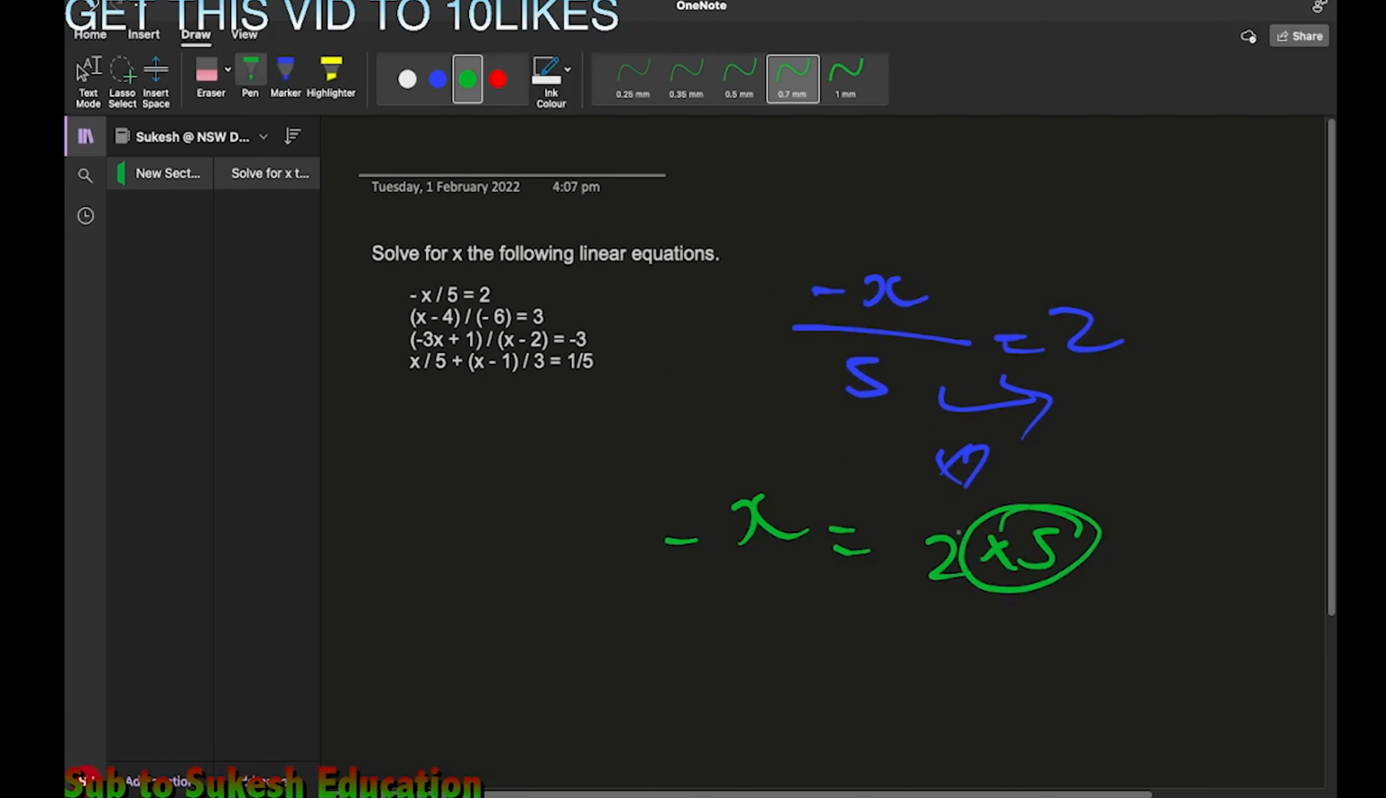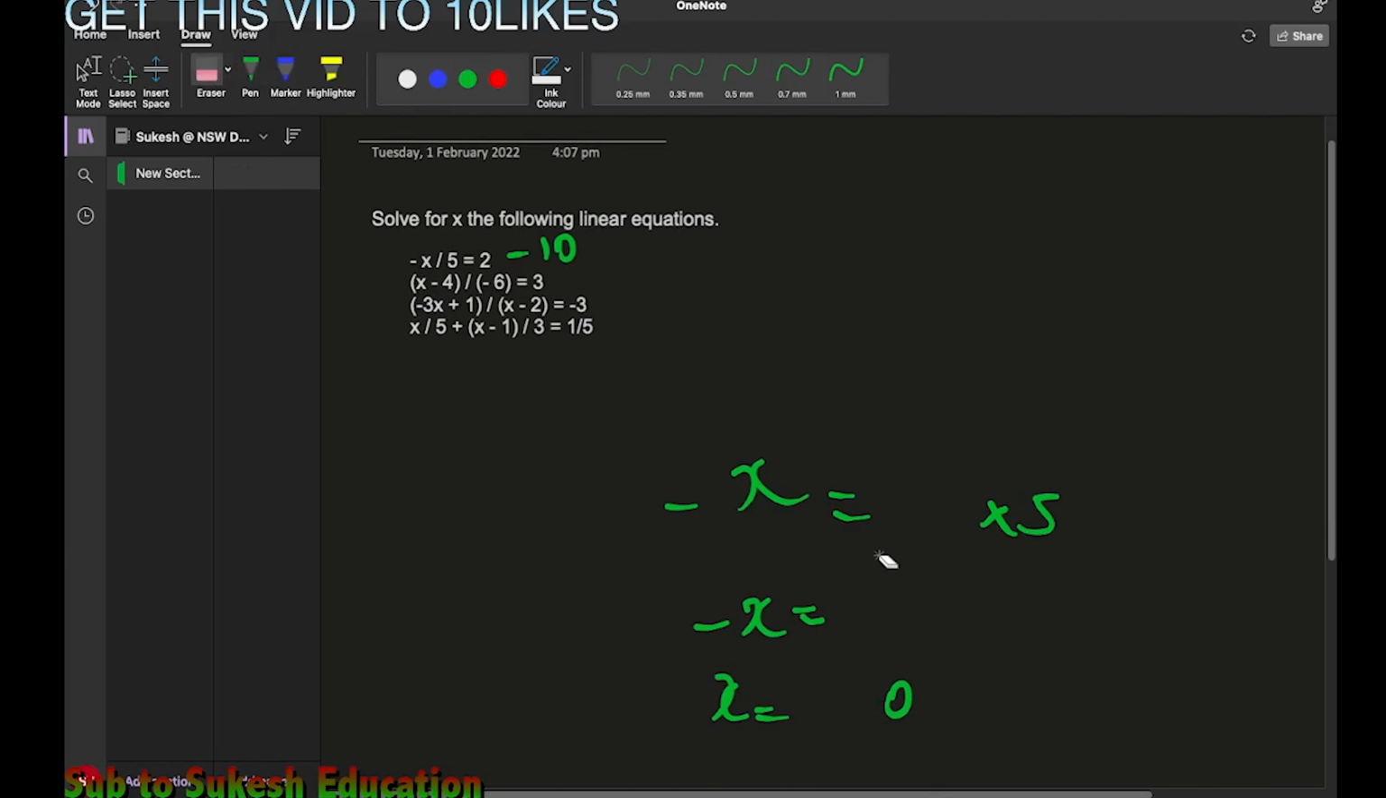See that times sign? Here it's a division sign. Now it becomes times. So 2 into phi is 10. So minus x is equal to 10. So positive x is equal to minus 10. So the answer for the first question is minus 10. Right? Let's just erase all of these right now.